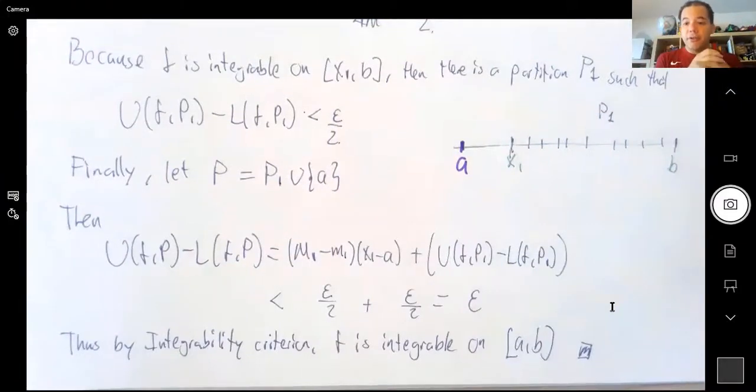So a corollary of this theorem is that if you have a discontinuity at the endpoint, then the function is going to be integrable. Because if it's continuous inside, then it will be integrable by the first theorem we proved today. So that's a little corollary.